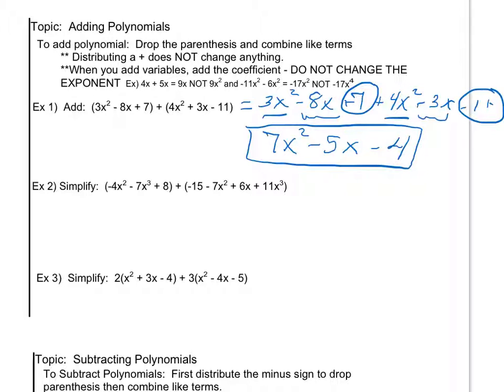Going on to example 2, I'm going to do the same thing. There's nothing to distribute in front, so I'm going to go ahead and just say negative 4x squared minus 7x cubed plus 8. Again, distributing a plus sign doesn't change anything. I can't combine anything in those parentheses, so I'm just going to go ahead and drop them.